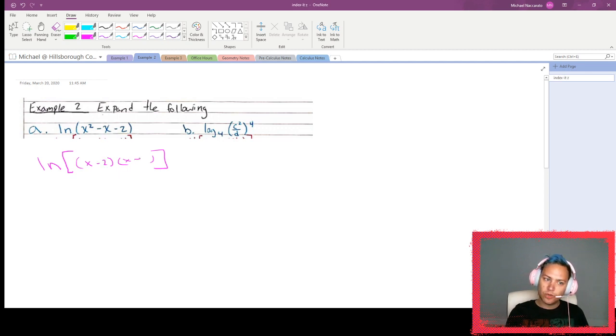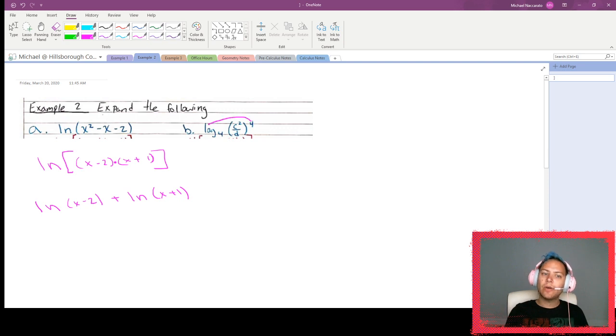-2 times +1 gives us -2. -2 plus 1 is going to give us -1. And now I have a multiplication problem. Now there's a multiplication problem right there. x minus 2 times x plus 1. So I can rewrite this as ln of x minus 2. Because it's multiplication, we'll put a plus. And ln of x plus 1. Done. Expanded. Over here with the log base 4 of c squared over d to the power of 4.